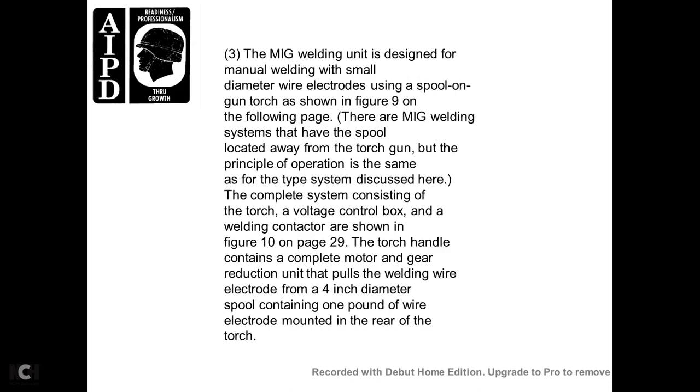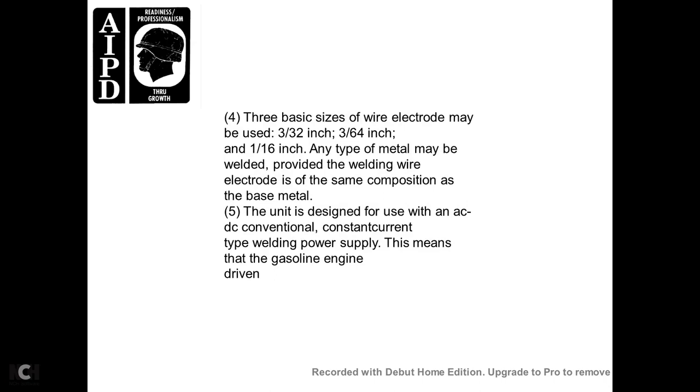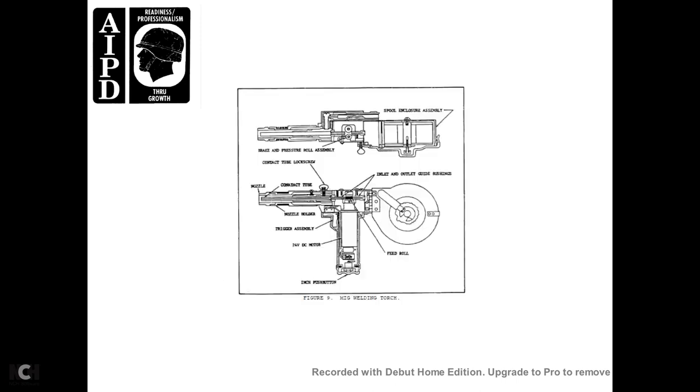The torch handle contains a complete motor and gear reduction unit that pulls the welding wire electrode from 4-inch diameter spools containing 1 pound of wire electrode, mounted in the rear of the torch. The three basic sizes for the electrode may be either 3/32, 3/64, or 1/16 of an inch. The type of metal welded depends on the welding wire electrode, which must be the same composition as the base metal. The unit was designed for use with a conventional AC/DC constant current type welding power supply. This means that they are gasoline engine driven.